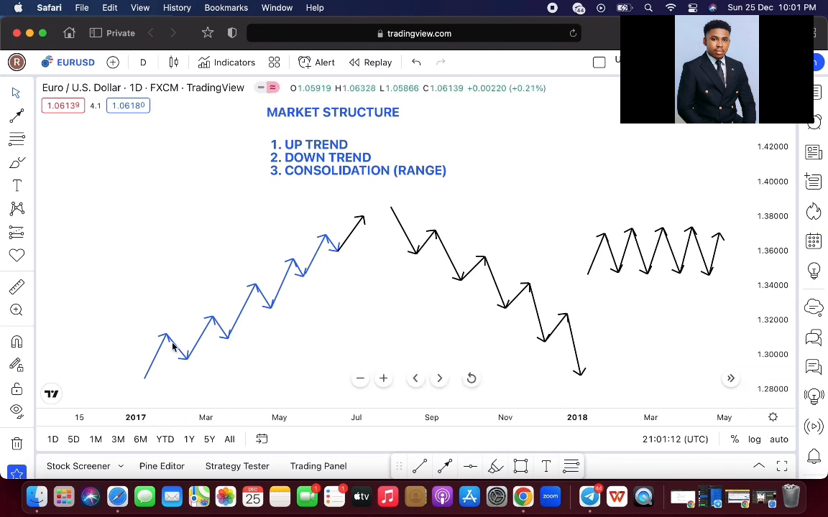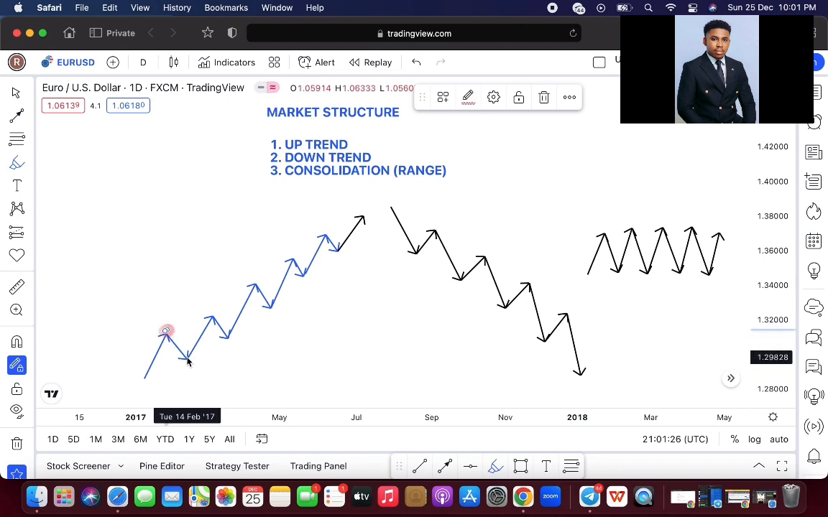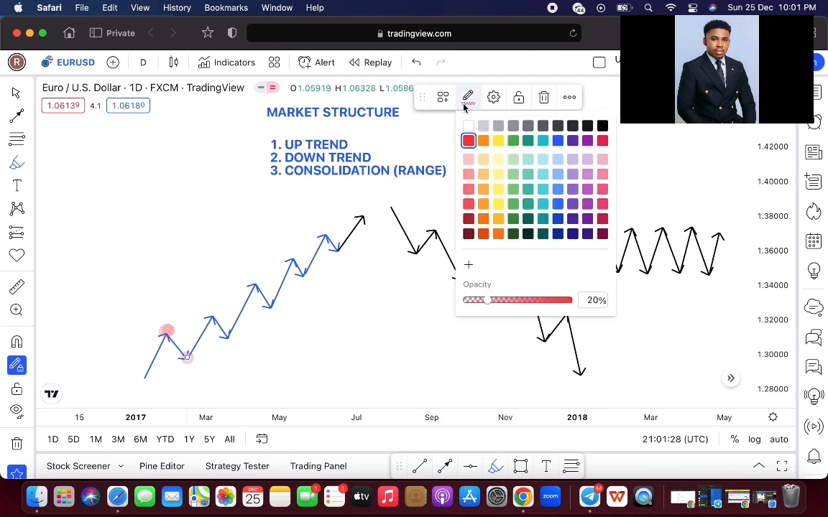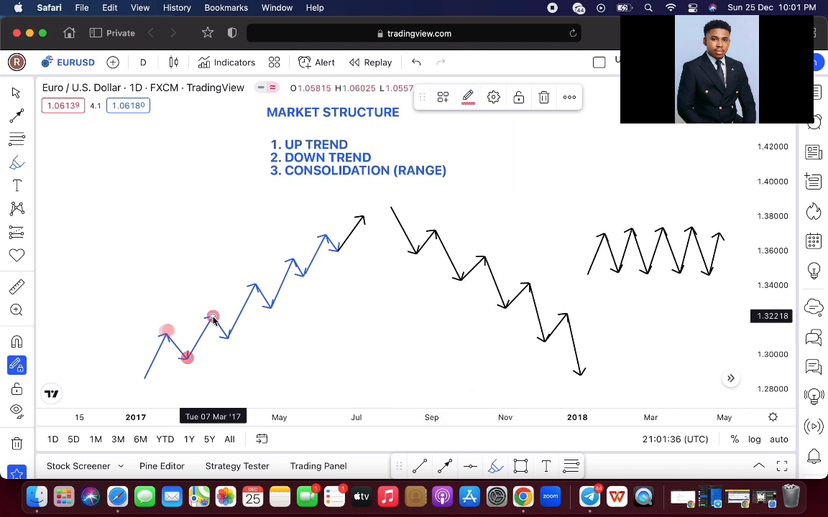I'll briefly explain the different parts of this structure you're looking at right here. Here we have a high, and then we have a low in the market right here. Let's make this a little bit more visible. Alright, done. And then here we have another high, and we have a low, and we have a high again and a low, and it keeps going up. So the market movement is made up of highs and lows. This is a high, this is a low, this is another high, this is another low.